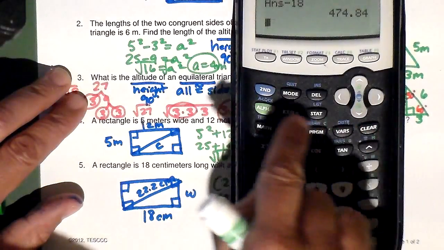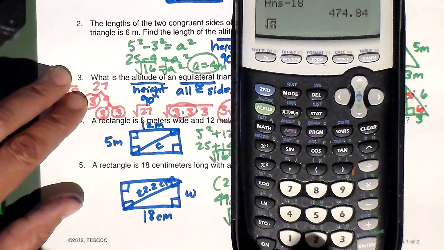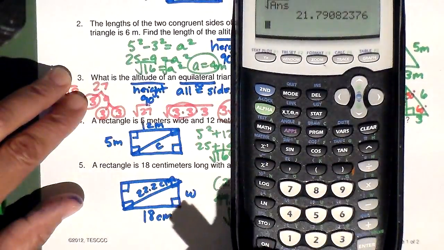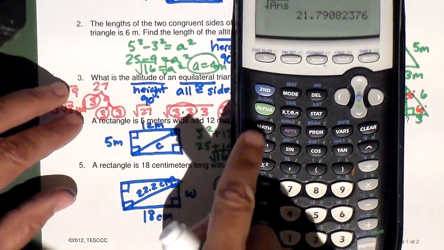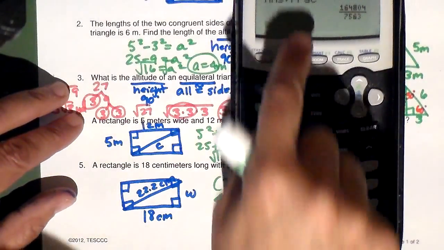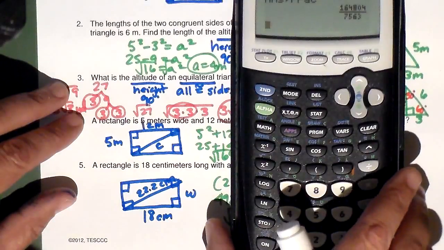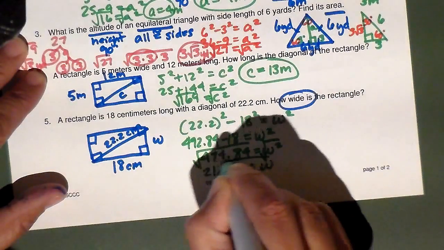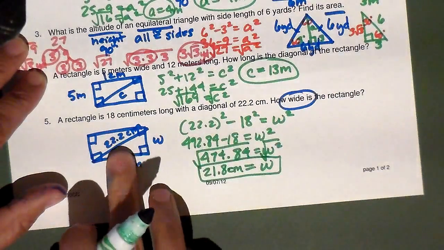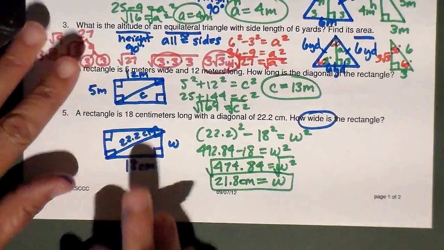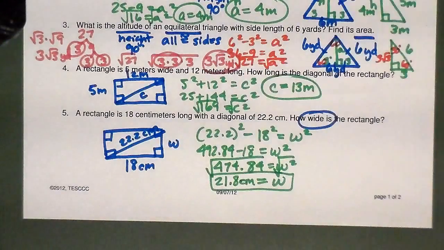If I take the square root of my previous answer, 474.84, I get 21.79. Now let's see if we can make that into a fraction. I'm going to hit math fraction. That's ugly. So we're just going to leave it as 21.8. So 21.8 centimeters. And the reason I'm rounding to 1 decimal place is because I'm only given measurements to 1 decimal place. So that's the first page of the Pythagorean Theorem application.